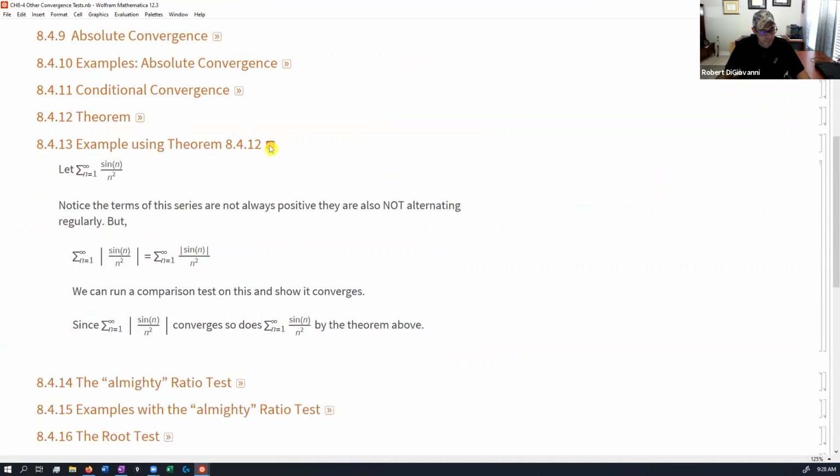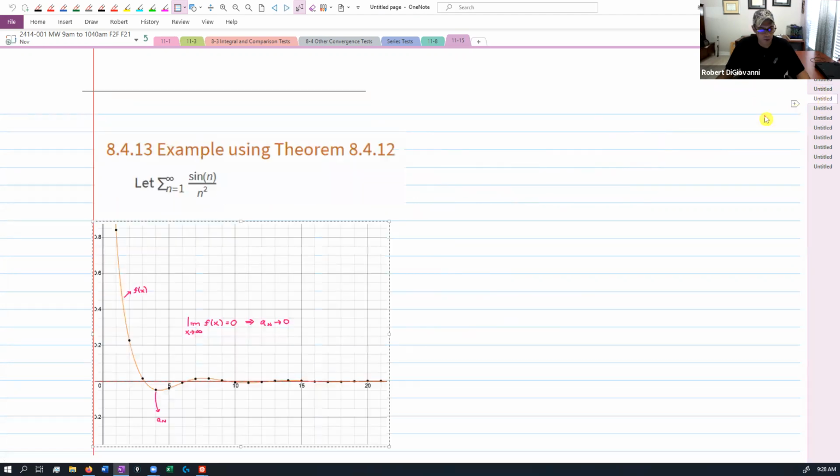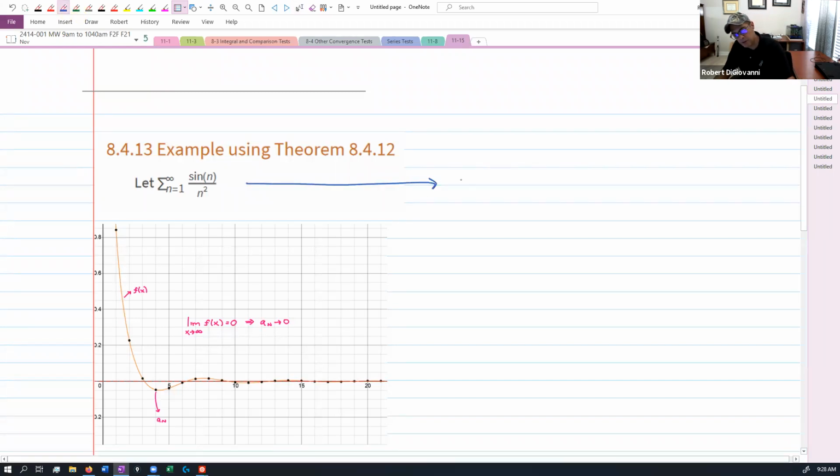This is a good example. Look at this one. Let the sum from n equals 1 to infinity of sine of n over n squared be our series. My question to you is this: does it converge or diverge? Does it converge or diverge? So let's look at this series.